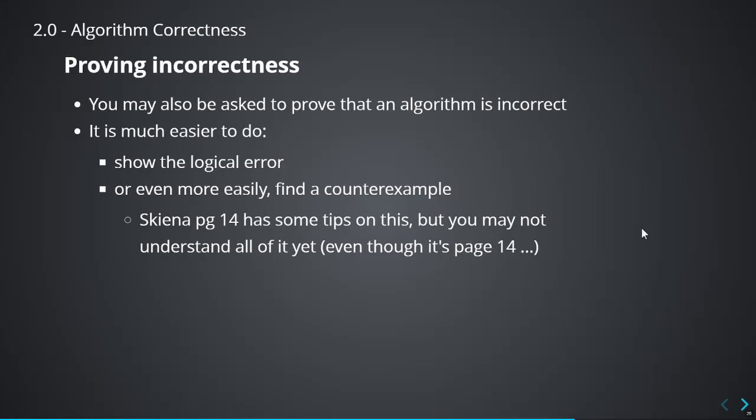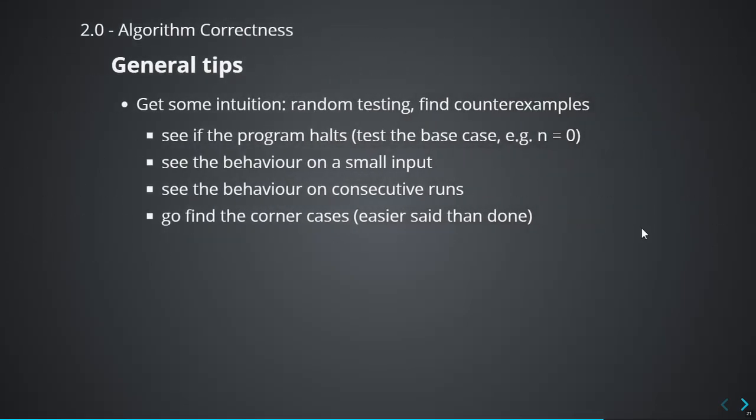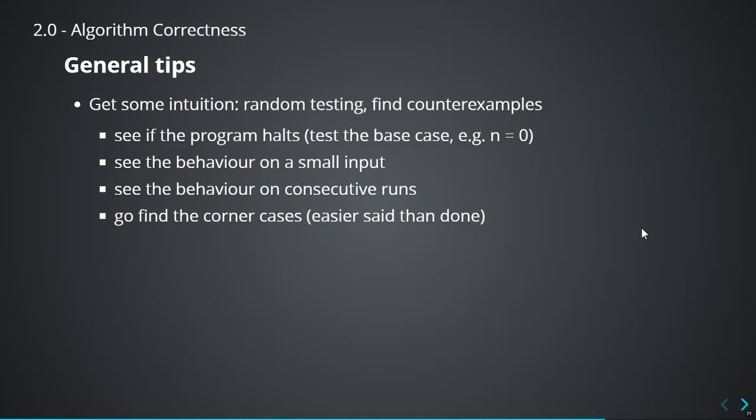So Skinner on page 14 has some tips on how to do this. It may not all make sense for now, but as we progress through the weeks, as you learn more and more topics, you'll be able to understand everything he says there. I know it's only page 14, but what he said there is pretty deep. So anyway, general tips when you want to see if a code is correct: first thing you do is get some intuition, do some random testing, go find counterexamples.